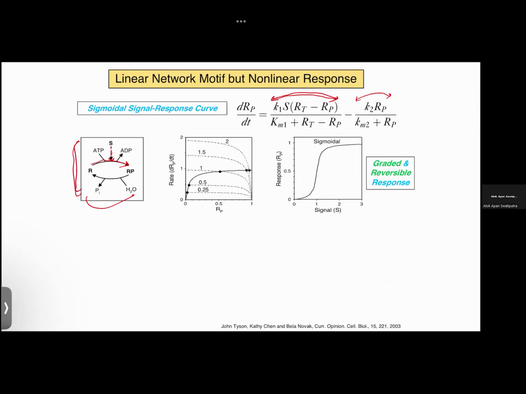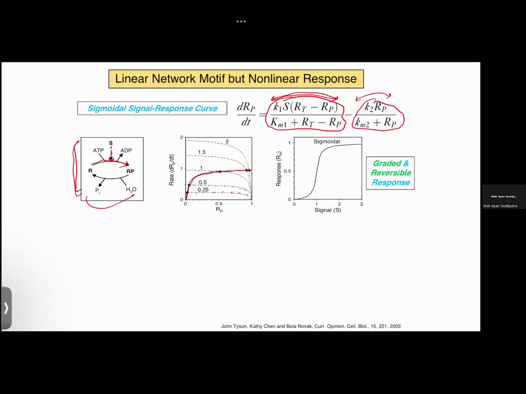Now, if you plot this K2RP over K2 plus RP, you get this solid black line, a hyperbola. If you plot this portion, this is also a hyperbola, but there is a negative sign. It's a minus RP. So it is these dotted lines. Make sense? Okay.